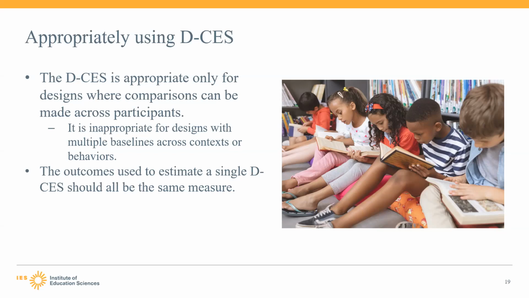The other important study design consideration is that outcomes used to estimate a single design comparable effect size estimate should all be the same measure. So for instance, I've seen SCD studies of interventions for social behaviors where you've got 3 participants, and maybe Jose and Yolanda's primary outcomes are positive social behaviors, and in contrast, Anna's is negative outbursts. This wouldn't be an appropriate study for estimating the D-CES.